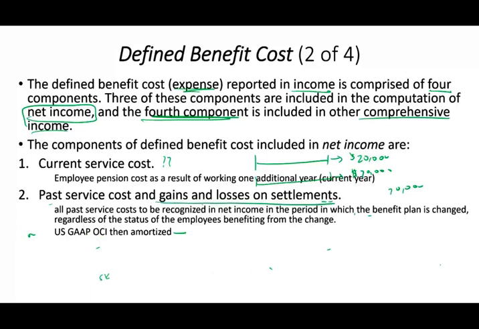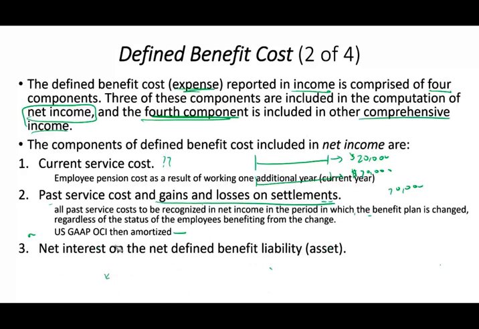We'll see them later. Another component of the expense that goes on the income statement is net interest on the net benefit liability. Liability, not asset, because usually you have the net interest. Well, let's put it this way. Net interest could be a plus. Net interest could be a minus, whether we have a liability or an asset. If we have a liability, it's an expense. If we have an asset, we have revenue.